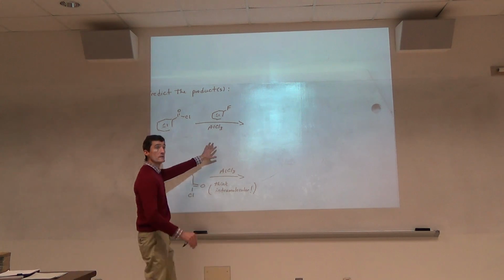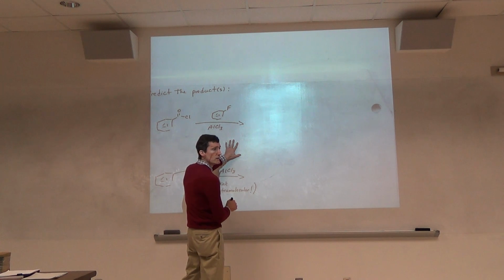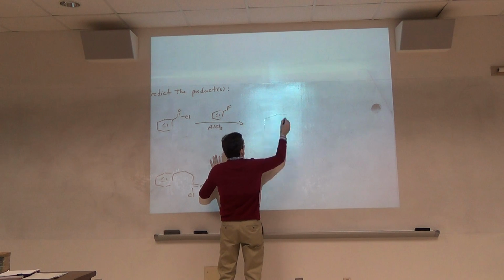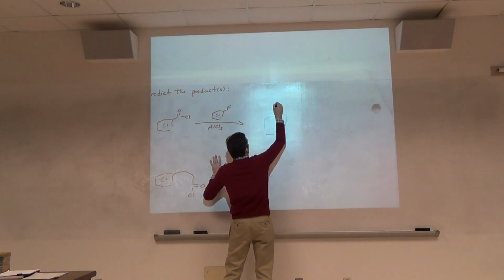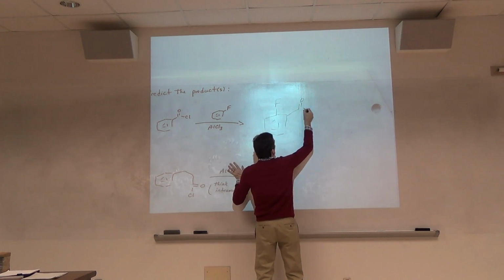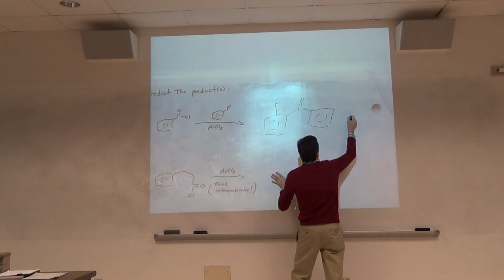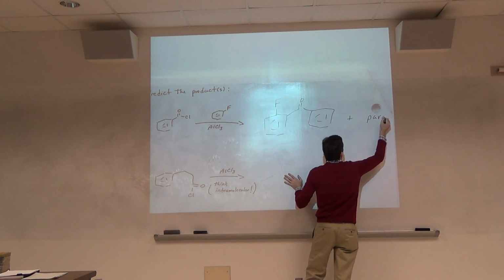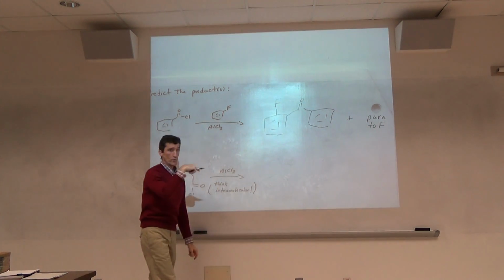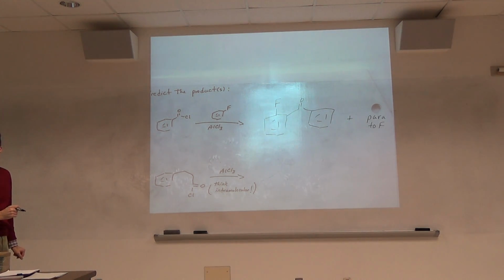Sean? Your carbon attached to the other ring, over the fly. You get ortho to the fluorine and para to the fluorine.